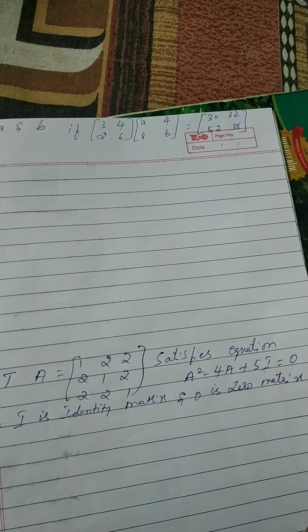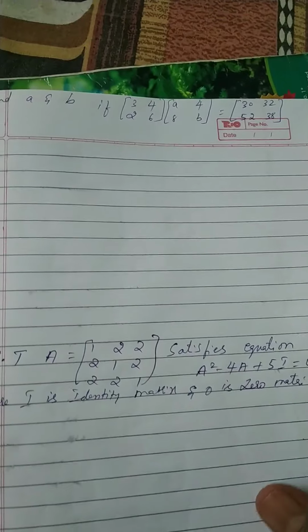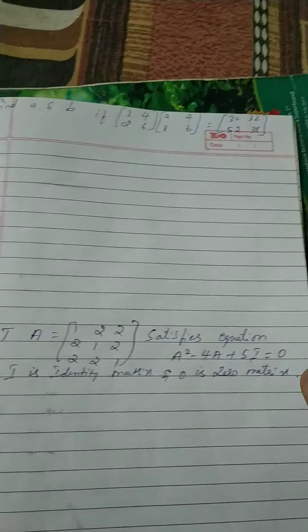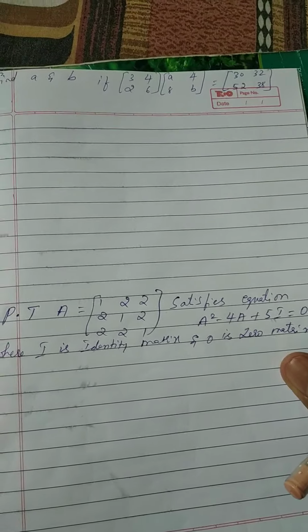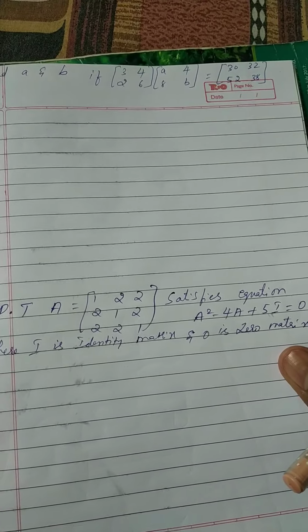Then we have something here. Find A and B if this matrix is given. So look here carefully. Obviously it is multiplication of a matrix.